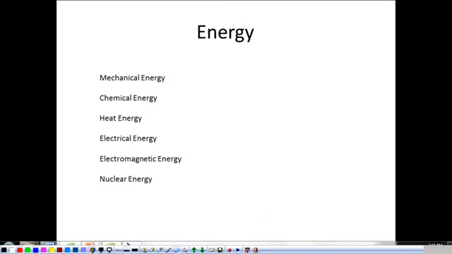Now, there are a bunch of different kinds of energy. Chemical, heat, electrical, electromagnetic, and nuclear. I am not going to talk about a lot of those today. We will get into heat, electrical energy, and electromagnetic energy at some point, just not today. What we're going to be spending our time with is mechanical energy. Okay. Now, mechanical energy comes in two forms.